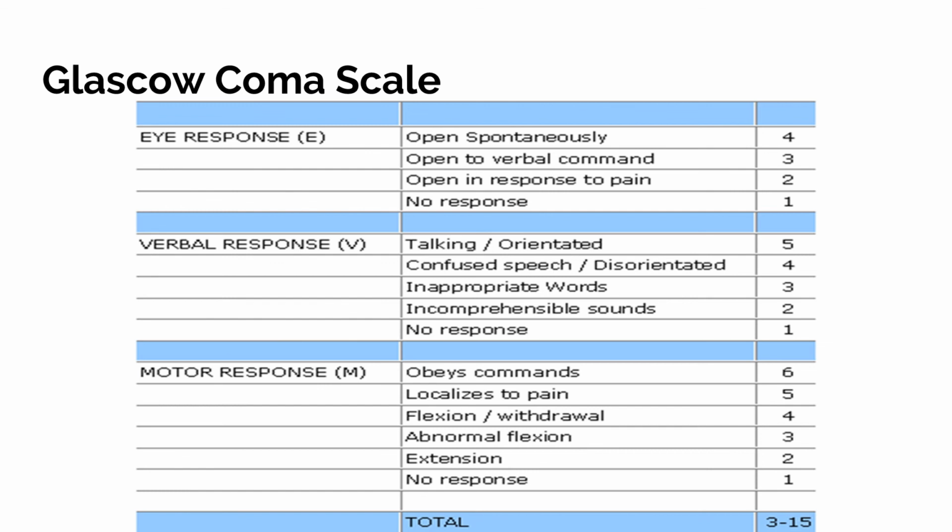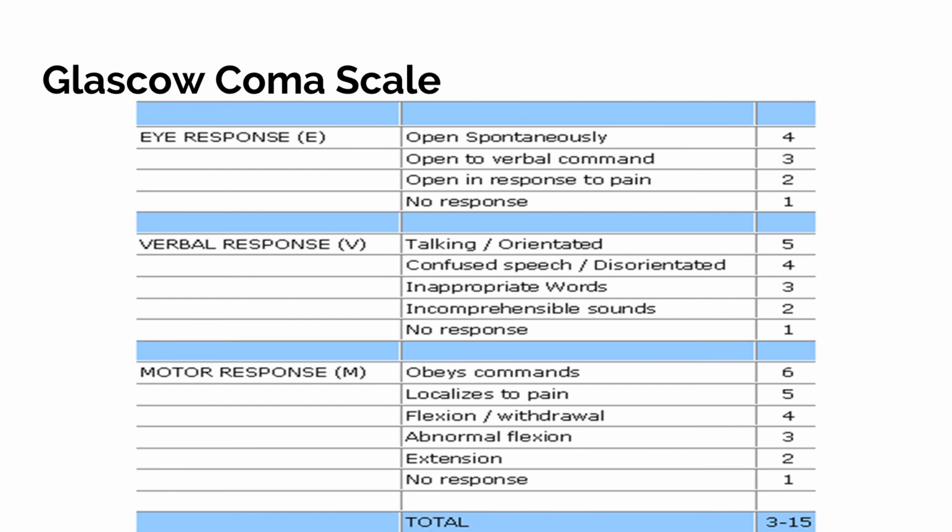So the lower the score, the worse the patient's doing. Verbal response: are they able to talk on their own? Are they oriented? Do they seem confused and disoriented? Are they using inappropriate words? Are they making incomprehensible sounds or no response? And then obviously motor response: can they obey commands? So you'll see maybe a nurse doing this with a patient, especially in the ICU.